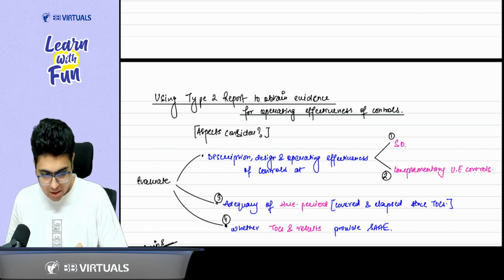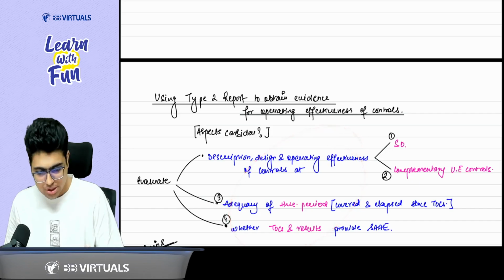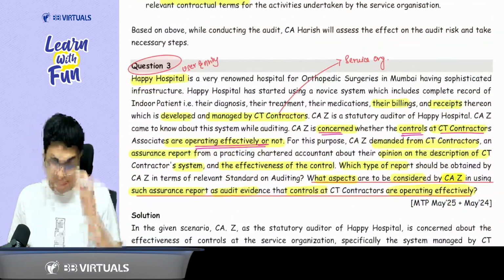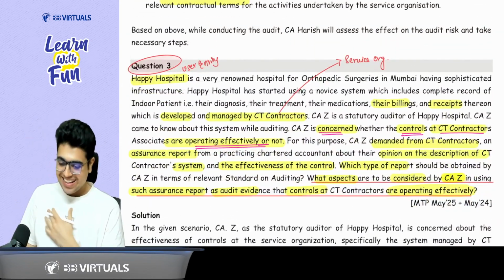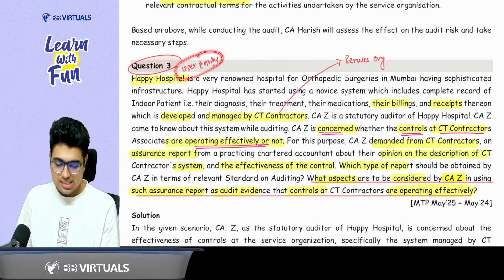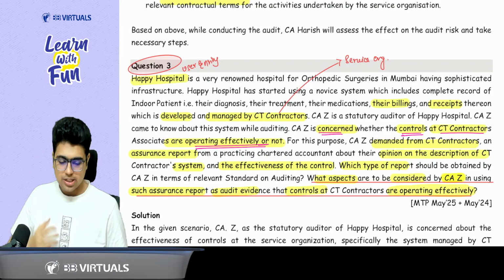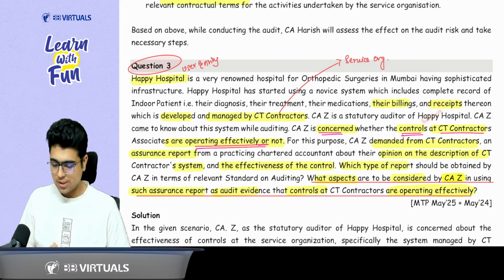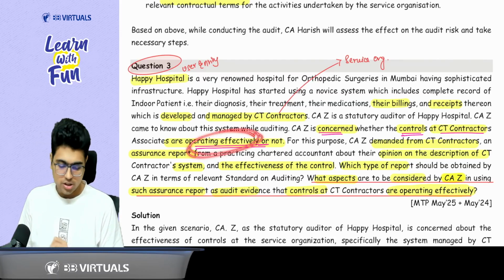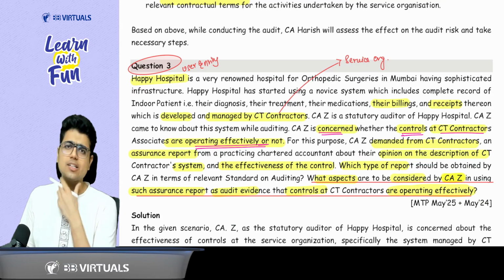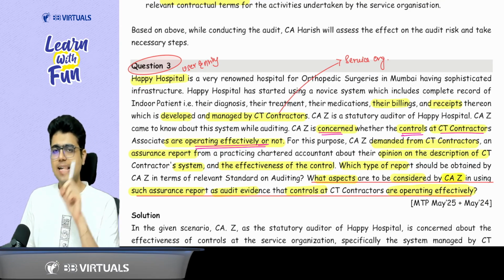Ready, sir. Now on this part, I think we have one question. Question number 3. Happy Hospital is a user entity which is taking help of a service organization called CT contractor. CA Z, who is the user auditor, is concerned about the controls at the CT contractor, that means the service organization, whether they are effectively operating or not. Which type of report should he take to know about the operating effectiveness? Type 1 or type 2?